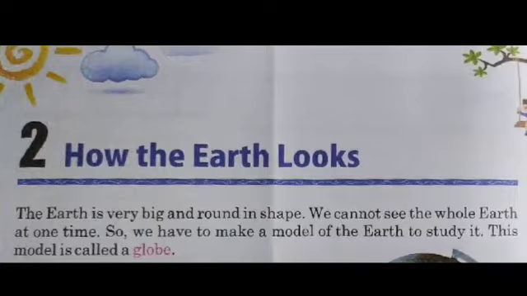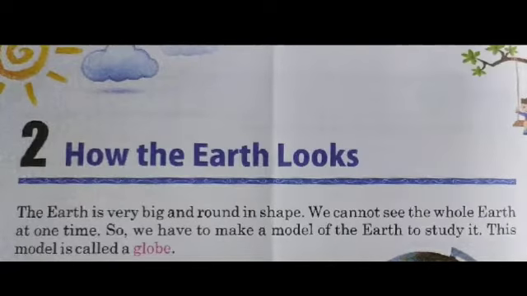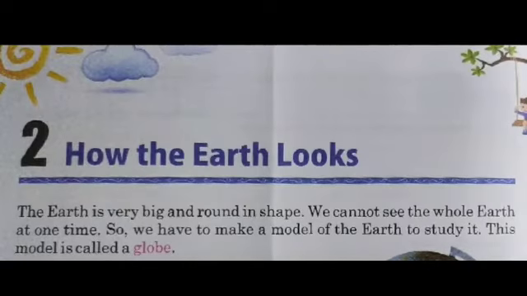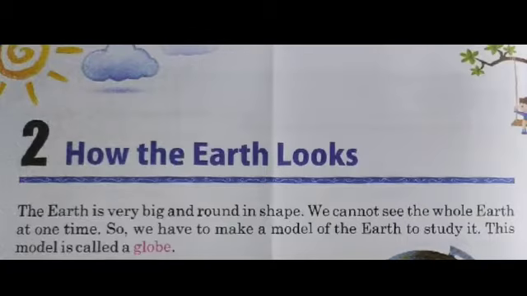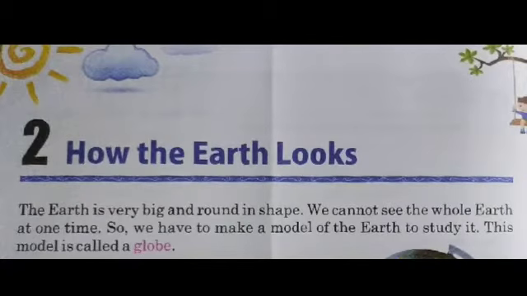So today our topic is social studies. Today we will learn lesson number 2 from social studies, and the name of lesson number 2 is how the earth looks. Okay, the earth is very big and round in shape. We cannot see the whole earth at one time, so we have to make a model of the earth to study it. This model is called a globe.